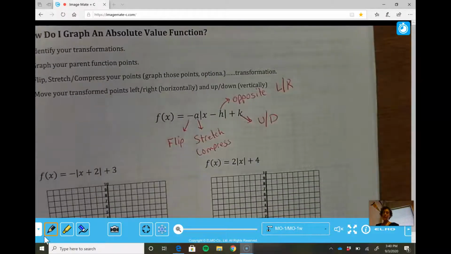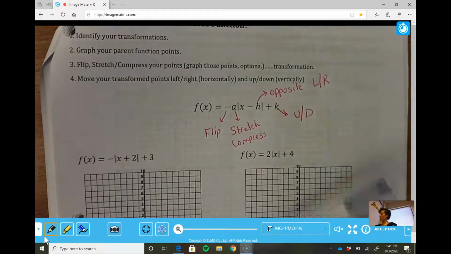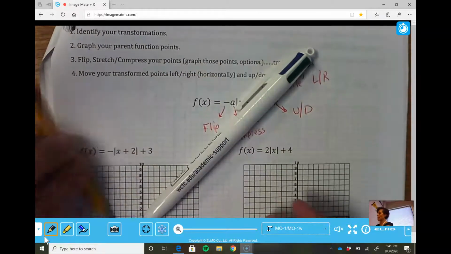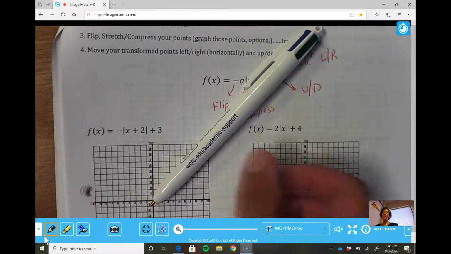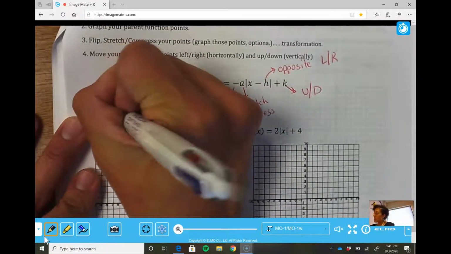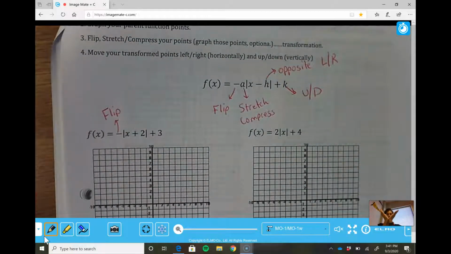The first thing you should do is just identify your transformations. So this says that parent function, that normally would be like this, something like that, my pencil's rolling, right? This V shape. First, it's going to flip. So I just want to mark all of this. There's no A, so it's not going to stretch or compress. That V is actually just going to stay the same size.